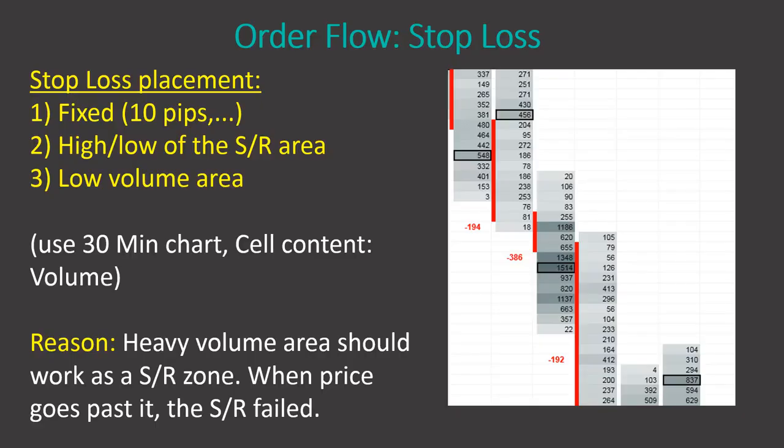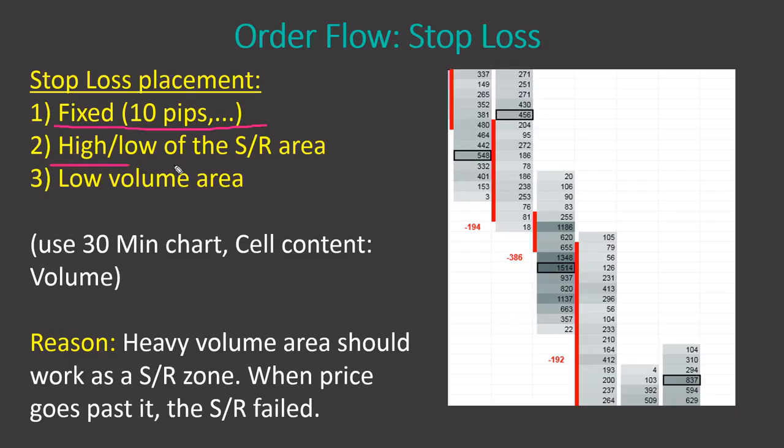Hello, this video is going to be about stop loss placement using the order flow. There are three ways you can place your stop loss. First way is a standard fixed stop loss, meaning for example 10 pips stop loss. For every trade it is the same, and this is the easiest method.